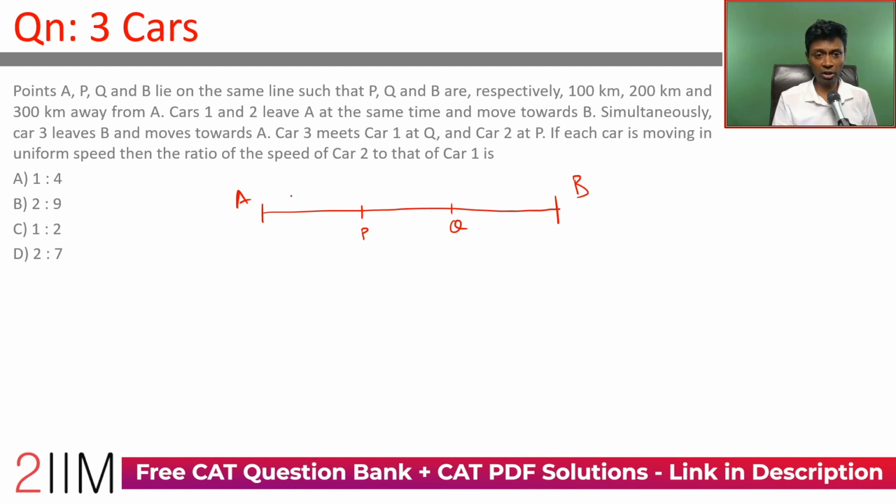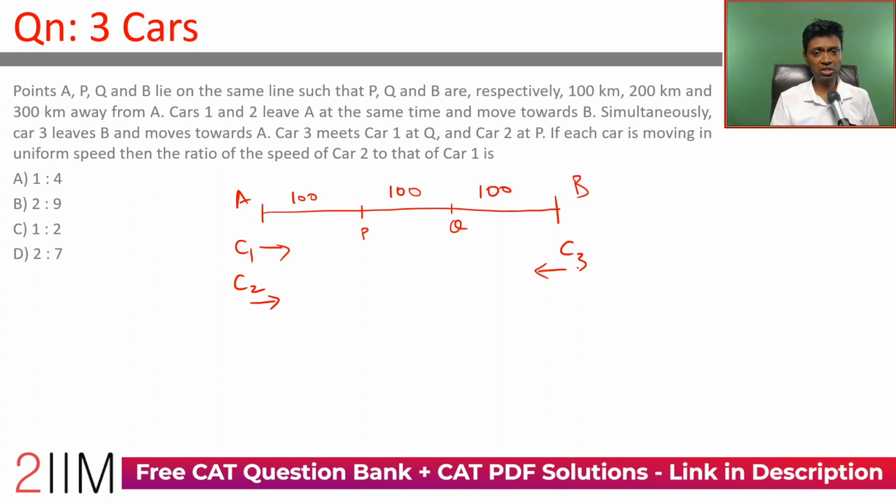So P is 100 kilometers from A. Q is 200 kilometers from A, so this is 100. B is 300 kilometers from A, so this is another 100. Cars 1 and 2 leave A at the same time and move towards B. So C1 and C2 move towards B. Simultaneously, car 3 leaves B and moves towards A. So C1 goes, C2 goes, C3 comes this way.